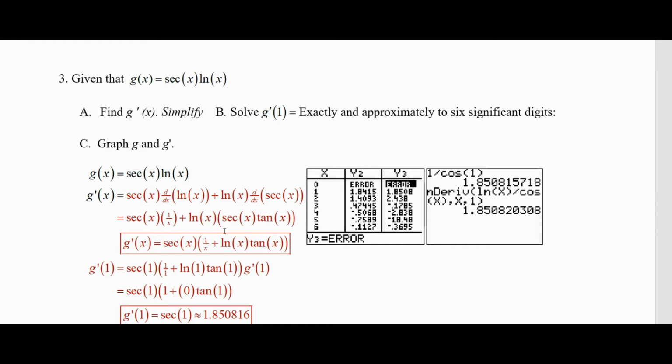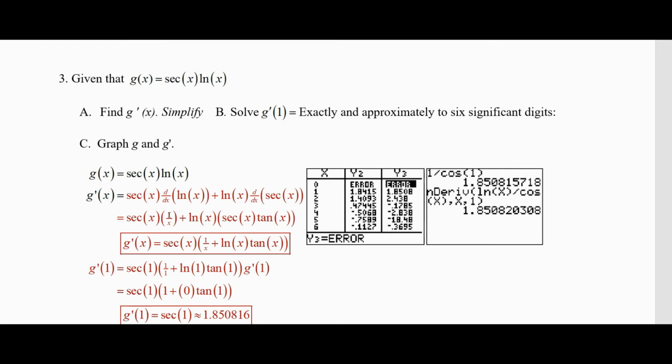Given that g of x equals secant of x times natural log of x, find the derivative and then evaluate at 1. And then maybe do some graphing and checking. Okay, so we'll use the product rule again. First times the derivative of the second. So secant of x times derivative of log of x plus log of x times derivative of secant of x.